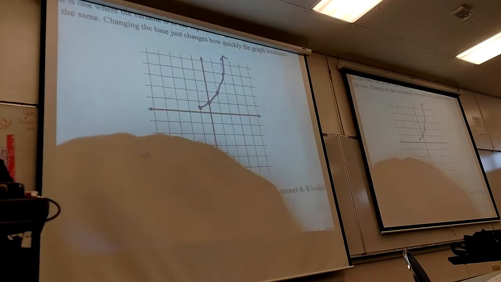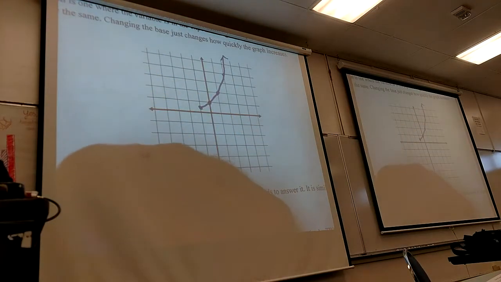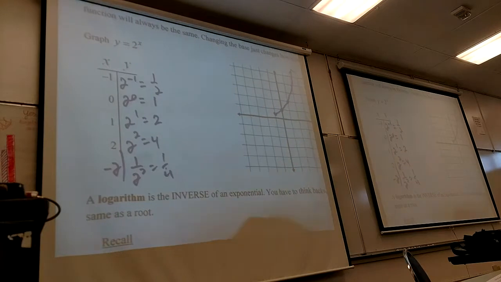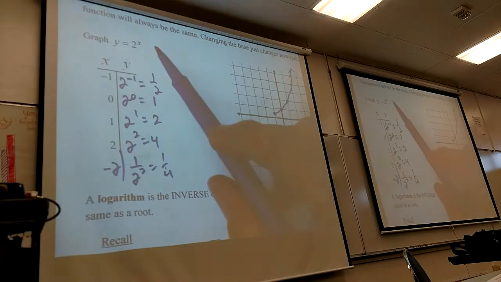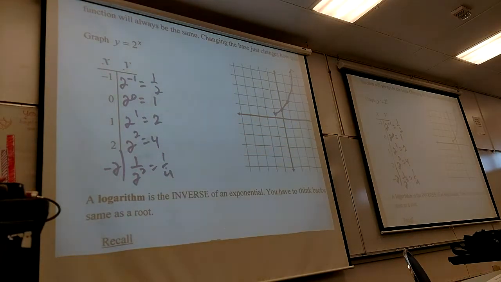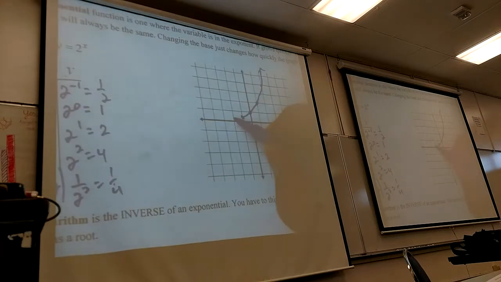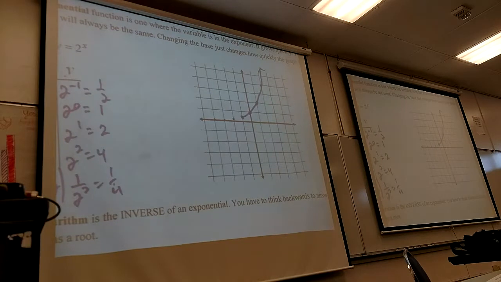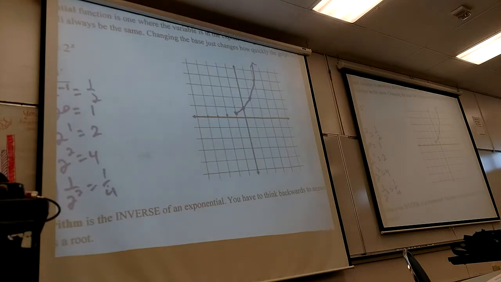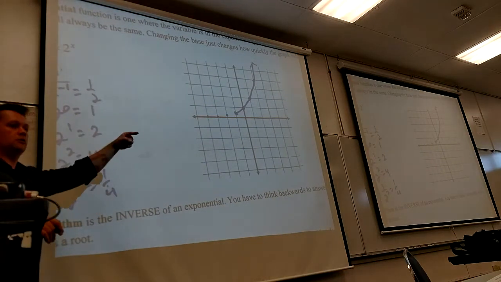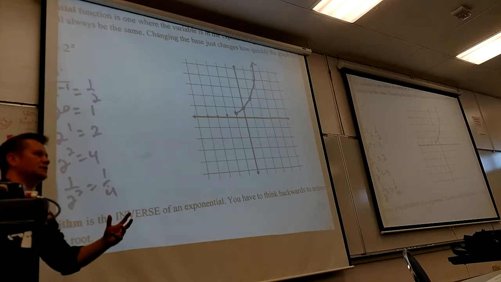Well, what if I put some more negatives? If I put a negative 2 in, 2 to the negative 2 would be 1/2 squared, which is 1/4. So at negative 2, it goes to 1/4. At negative 3, it goes to 1/8. At negative 4, it goes to 1/16. At negative a billion, it goes to 1/2 to the billionth power, which is still not 0.